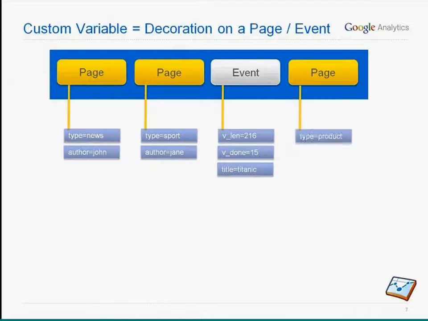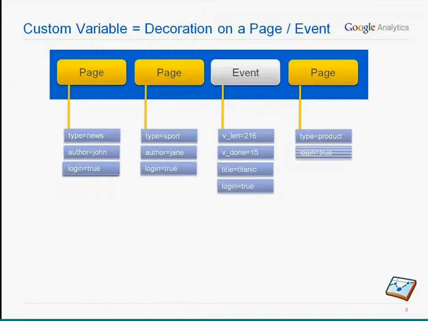And then after you watch the movie, you may go to another page. And that page is a product page because you would like to buy a DVD of Titanic. So this is the flow. We're talking about page level custom variables here. Now what if you wanted to also tag the entire session, and decorate it with the custom variable login equal to true? Equivalently, if you think about it carefully, this is the same as assigning custom variables at the page level with the same key value pair at every page and event.